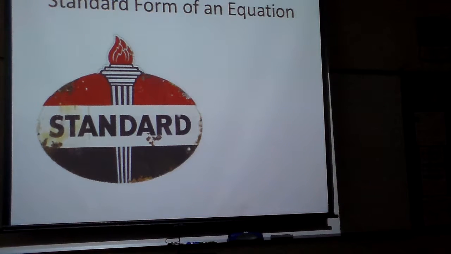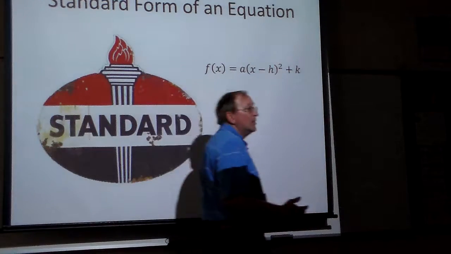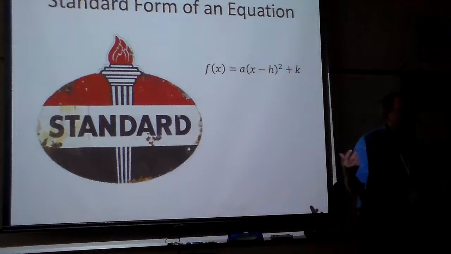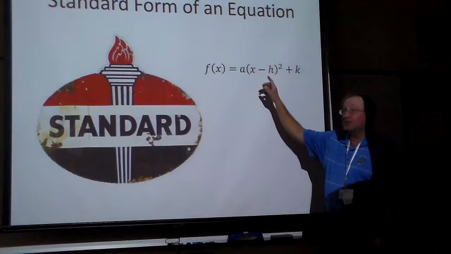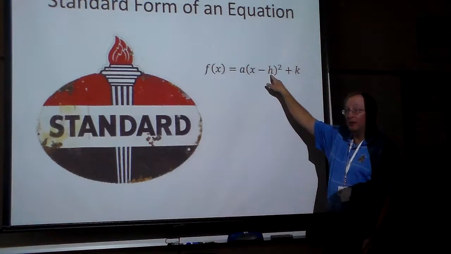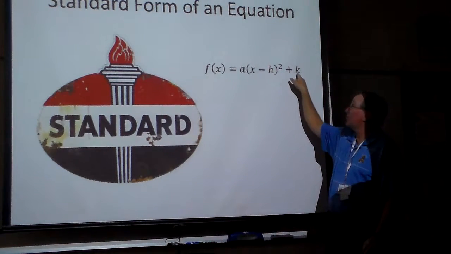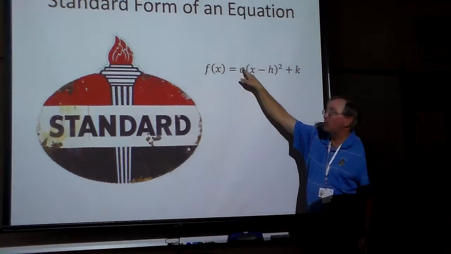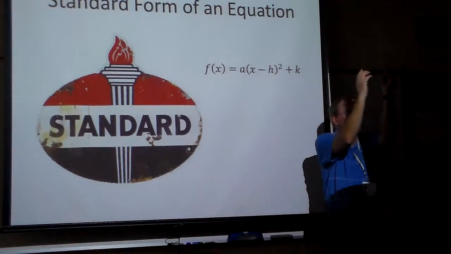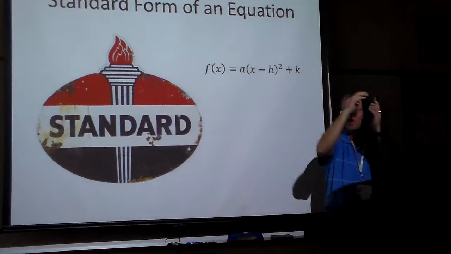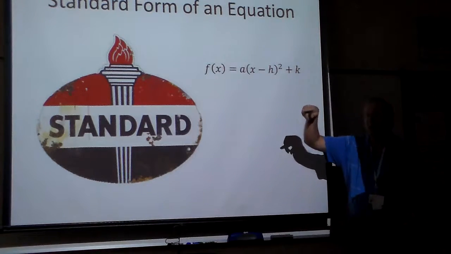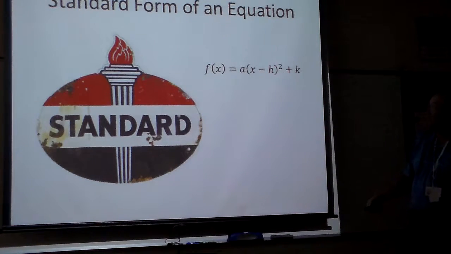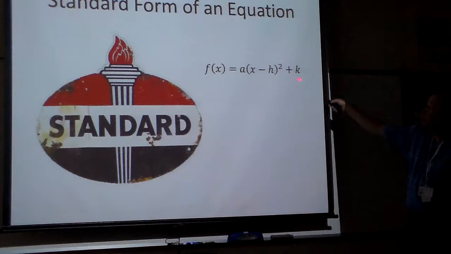But anyway, standard form of an equation is this. And this is for a quadratic. I remember this. The H is an inside layer. The K is the vertical. And the A would be, in a sense, whether it's going to be a vertical stretch or a shrink. All right? Do you have a question? Oh, okay. So anyway, that's the standard form.